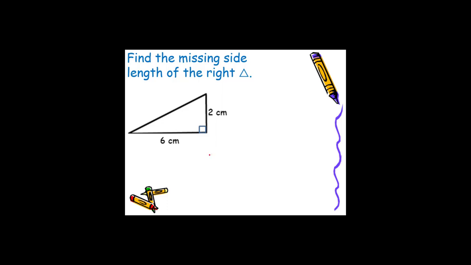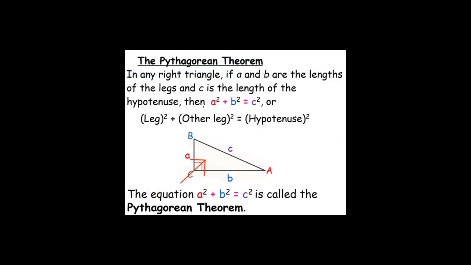The first Do Now question states, find the missing side length of the right triangle. Notice we have a right triangle and we are given the measurement of both legs. Therefore, to find the length of the missing side, in this case the hypotenuse, we'll use the Pythagorean theorem.